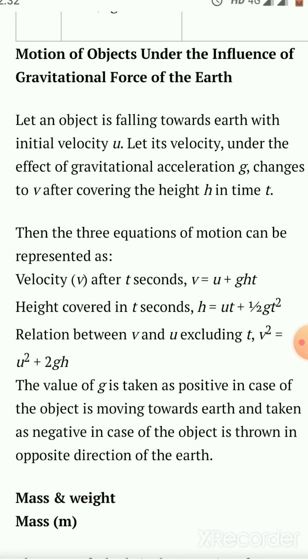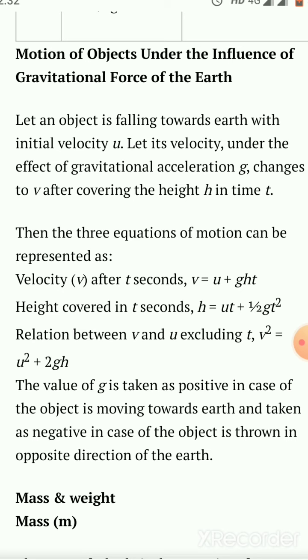Similarly, if any object is moving under the influence of gravitational force of Earth, just like the Moon and any body which is falling towards Earth, the motion of these kinds of objects can be calculated by three equations. Now you can read it here.